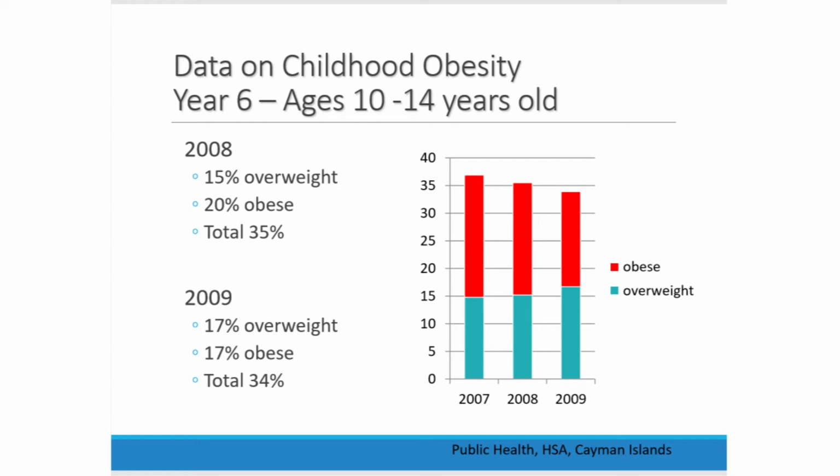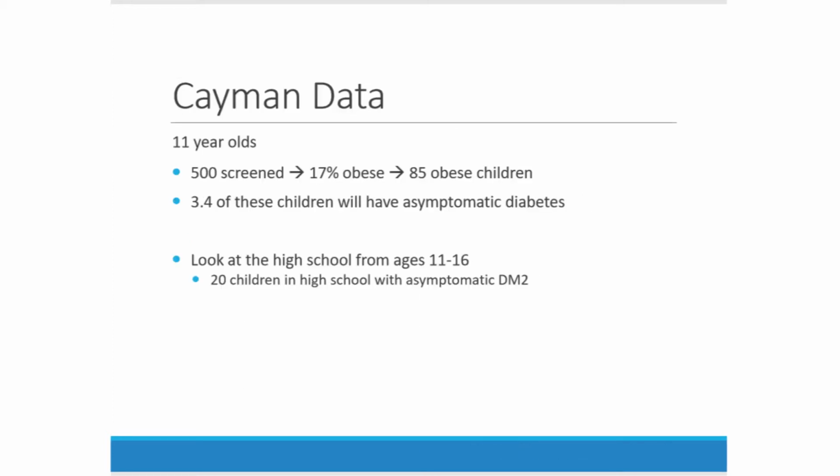What I wanted to do is look at this data for 11-year-olds and pretend 500 of them are screened, which is not an unreasonable amount to think in a year. 17% are obese, so we have 85 obese kids. 3.5 of these kids will have asymptomatic diabetes. So if we just look at high school, ages 11 to 16, about 20 children in a high school will have asymptomatic type 2 diabetes. So what have we done to these poor kids? We've set them up for cardiovascular disease, for hypertension, for dyslipidemia. This is what we have to change.